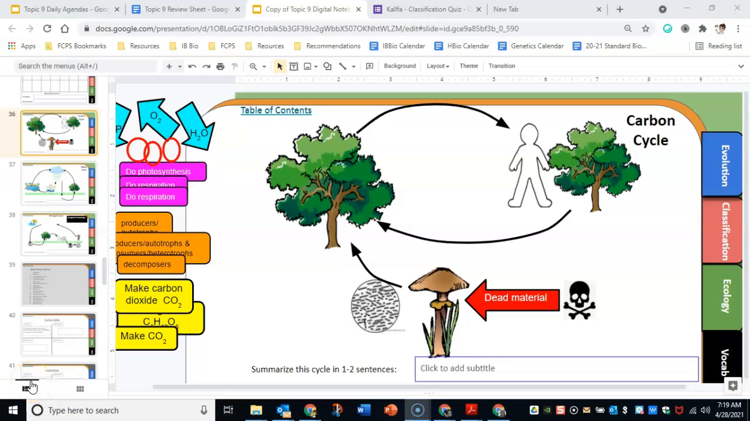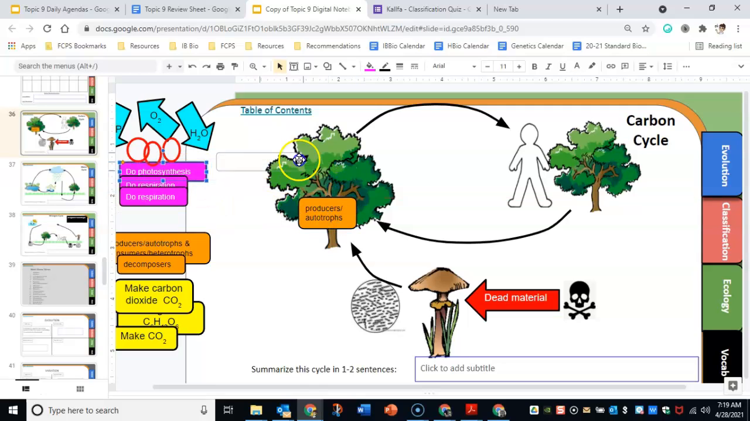Okay, we are going to start with the carbon cycle, which is on slide 36. For this, we're going to focus on how carbon cycles through trees and humans and continues to go around in basically all of biology. So we're going to start here with our tree, and we know that trees are considered producers. So we're going to put that right there, right? Because trees are producers and they do photosynthesis.